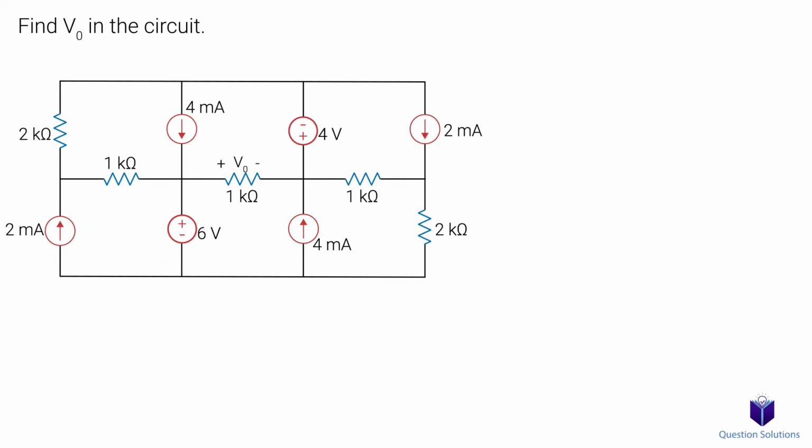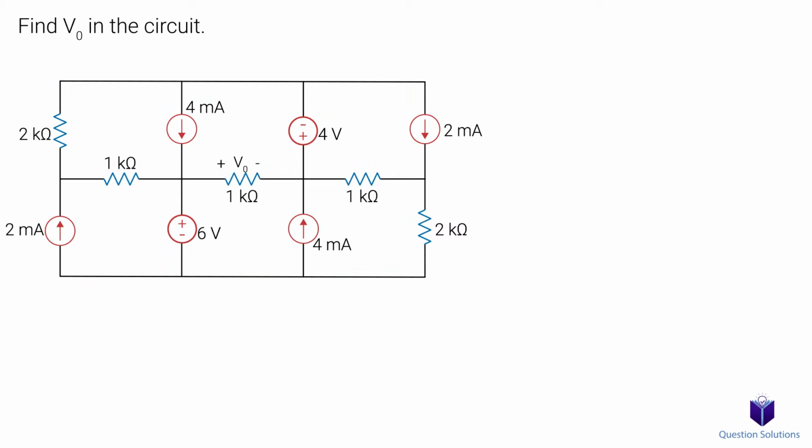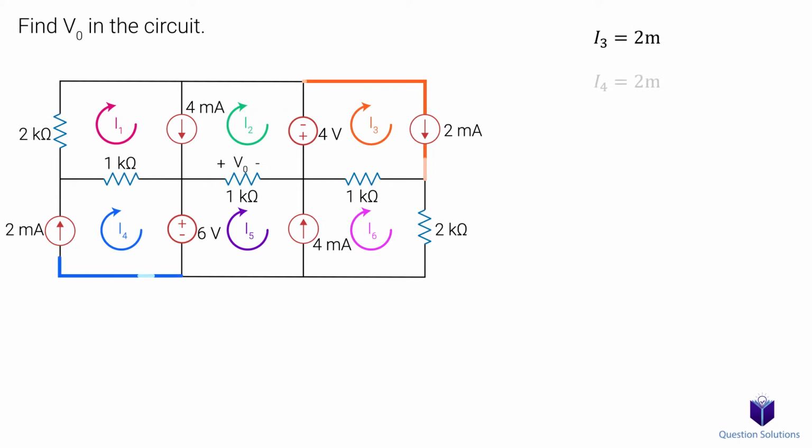Let's take a look at this problem where we need to find V0. We have 6 meshes, so we will need 6 equations, but 2 of them are directly given to us by the 2 current sources here. They are not shared between any branches, and that means we will get direct equations out of them. So let's draw our mesh currents, and all of them can be clockwise. So I3 is equal to 2 milliamps, and I4 is equal to 2 milliamps. They're both positive because our mesh currents follow the same direction as our current sources. These are our first 2 equations.